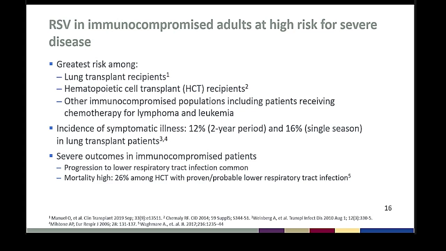Severe outcomes are frequently seen in immunocompromised patients with RSV infection. Progression to lower respiratory tract illness is very common, and mortality can be very high. For example, in one study of hematopoietic cell transplant patients, mortality was 26% in those with lower respiratory tract infection due to RSV. Next slide.